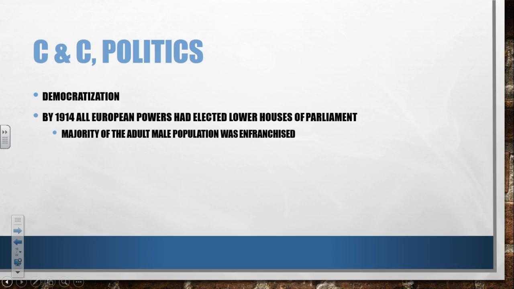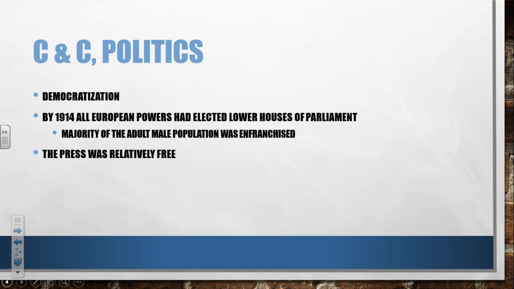Additionally, it's important to understand that a majority of the adult male population was enfranchised, which simply means they had the ability to vote. So by 1914, the vast majority of Europe had a democracy, and the majority of adult males in those countries had the ability to vote. Sadly, at this time period, women really did not have the right to vote in the vast majority of the world. That's going to be changing very quickly, though. But in 1914, the majority of the adult male population in these European powers had the ability to elect members of parliament.